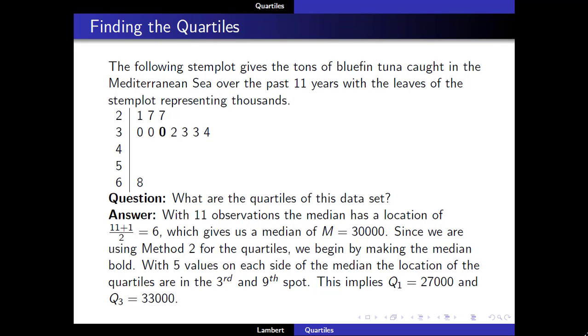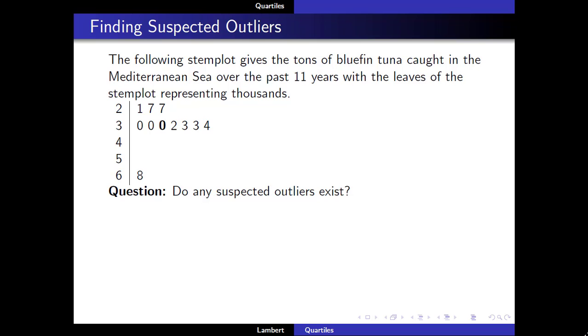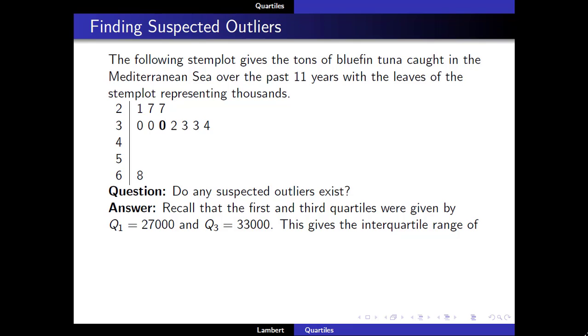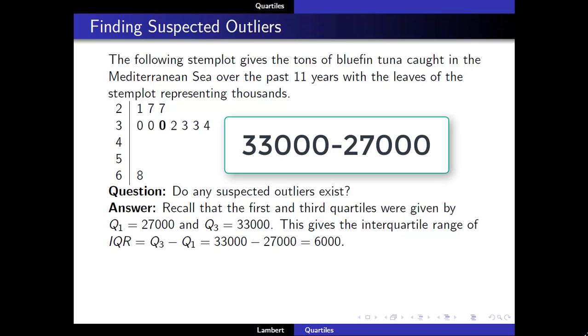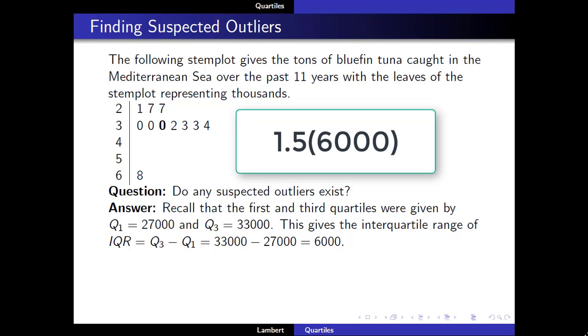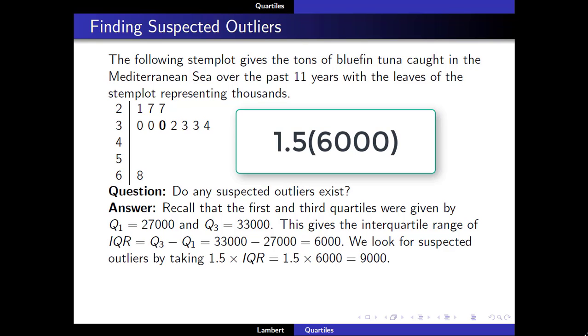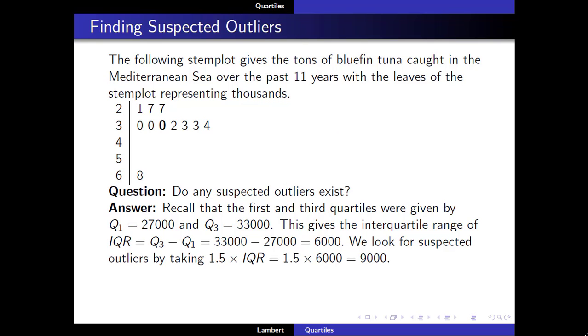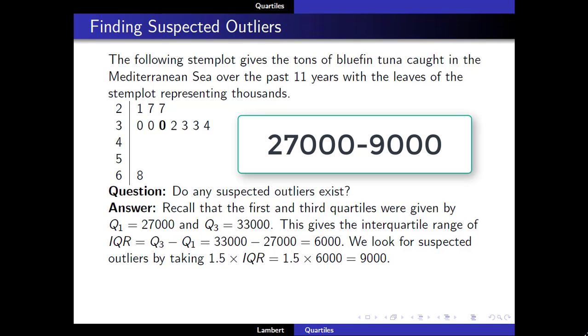Now, taking this to check for suspected outliers, this is where the fun begins. First, we need our interquartile range. We found our first quartile was 27,000 and our third quartile was 33,000. Subtracting those two gives an interquartile range of 6,000. Keeping that in mind, we want to take 1.5 times the 6,000. That's going to be 9,000. Now we want to see 9,000 before the first quartile and 9,000 beyond the third quartile.